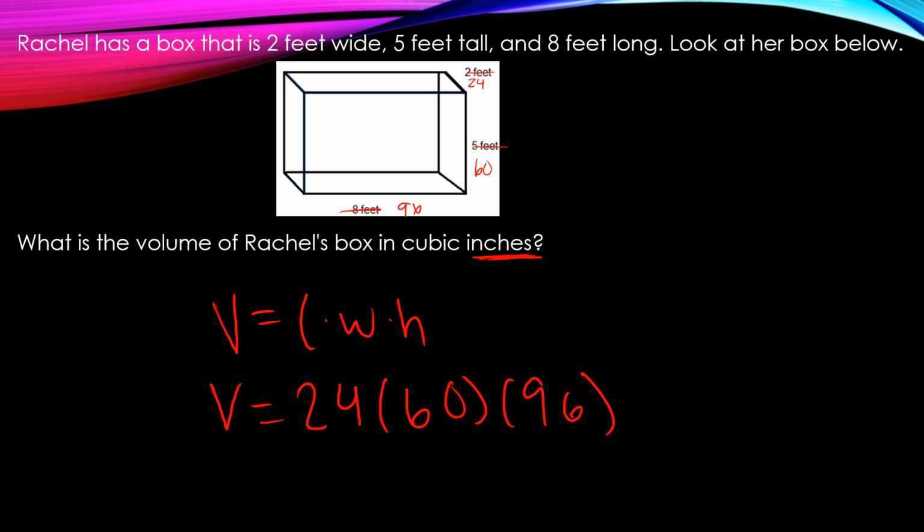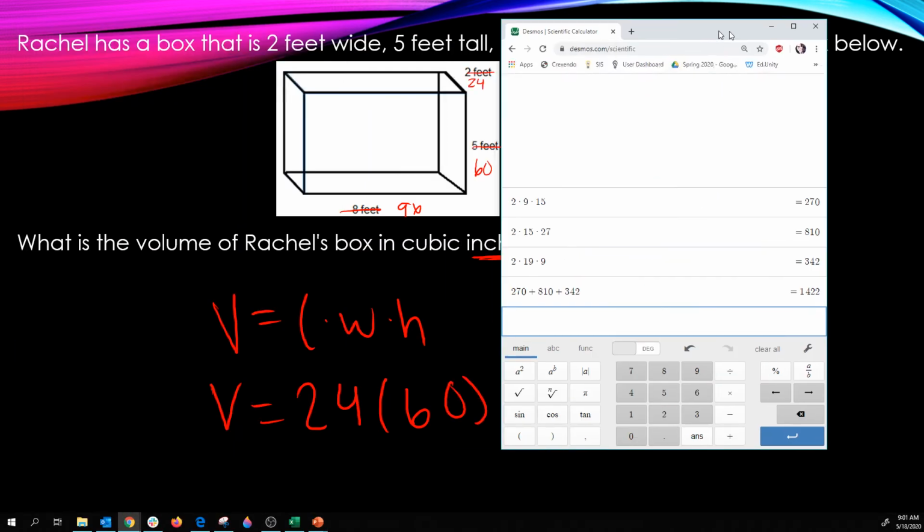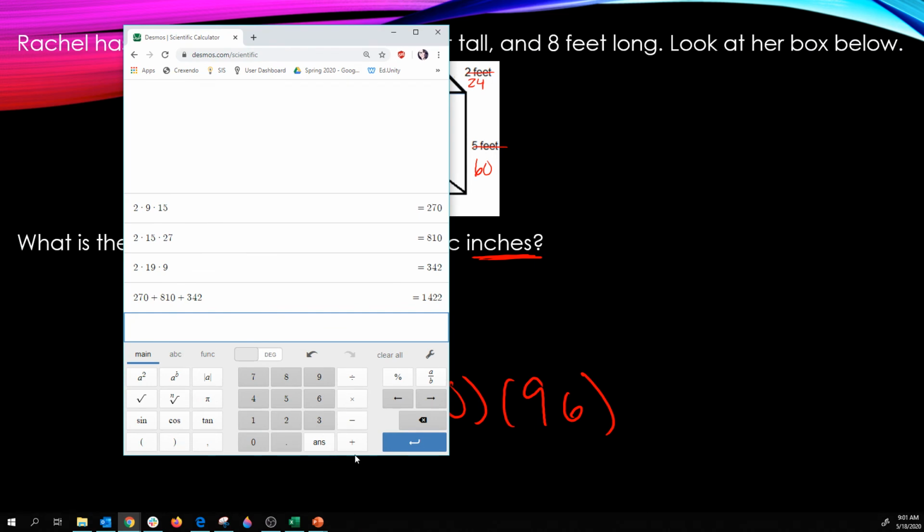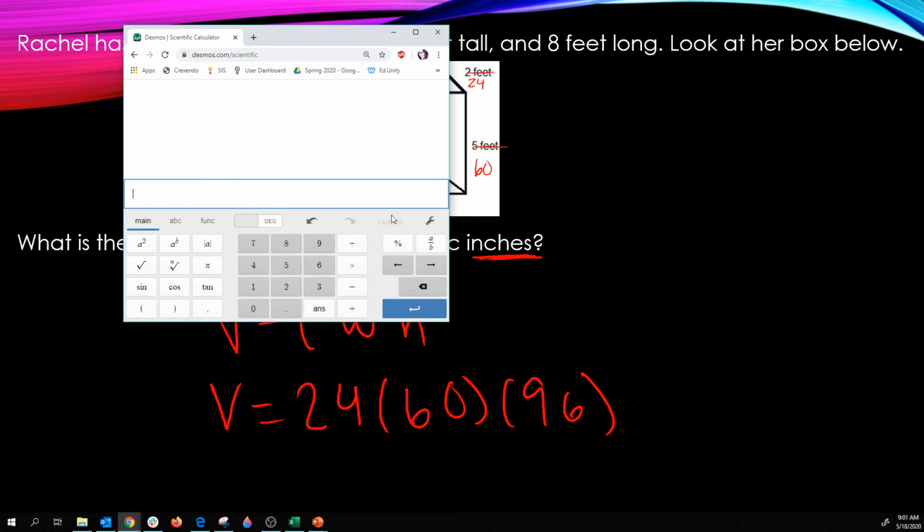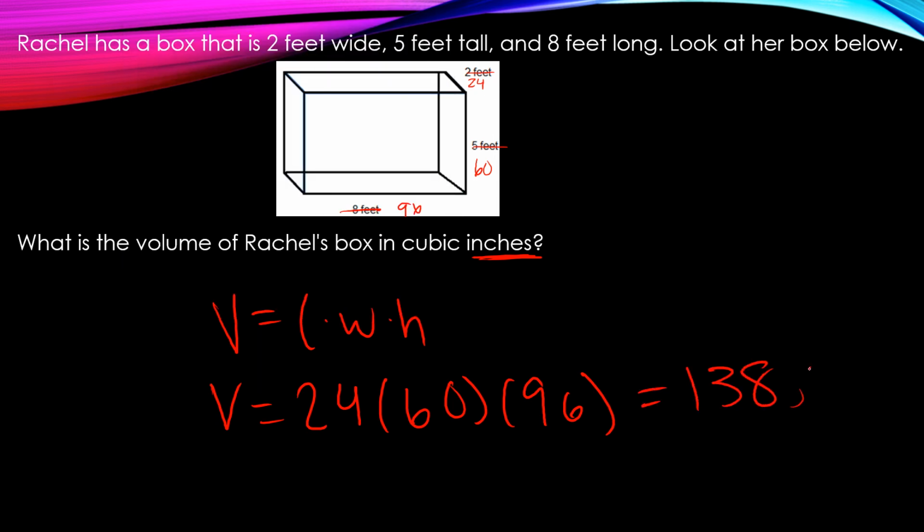So remember that whenever you have a volume formula, you are always multiplying 3 numbers from your figure together. Only with volume are you multiplying 3 numbers from your figure together. And when I say that, I mean you're plugging them into your equation. Sometimes, like with the volume of a triangular prism, you have that 1/2 in front, but you still have 3 numbers that you're plugging in. So this is a pretty big number. We get 138,240. So it would be the volume of Rachel's box in cubic inches.